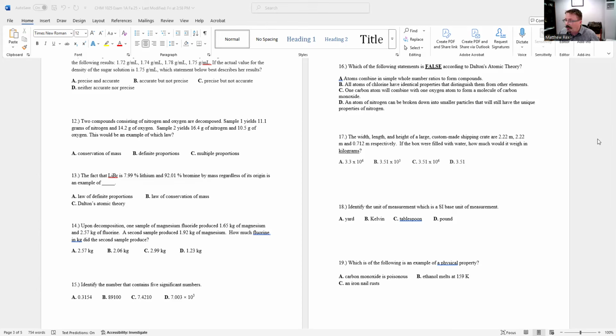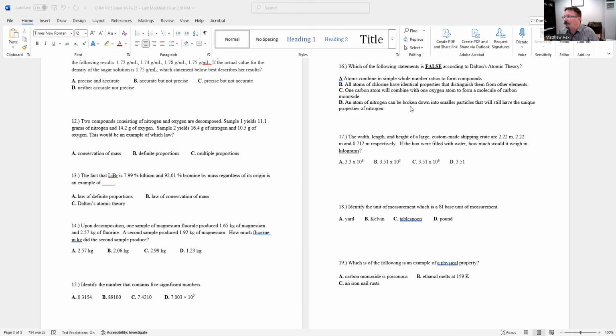Atoms of chlorine have identical properties that distinguish them from other elements. Yep, 1 chlorine atom should have all the same physical and chemical properties of another chlorine atom, and be different and distinct, say, from a carbon atom or a fluorine atom or whatever. 1 carbon atom will combine with 1 oxygen atom to form a molecule of carbon dioxide. So again, there's our definite proportions, whole number ratio combinations, that fits that.